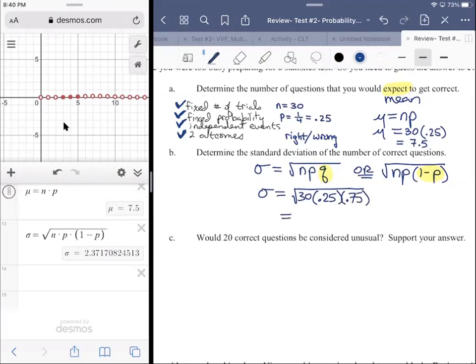Your chances of getting it right are 1/4. Your chances of getting it wrong would be 3/4. Right? 3 out of 4 are wrong. So there you go. You can get the answer from your personal calculator, or you can get it from right here. I'm staring right at it. 2.372 approximately.